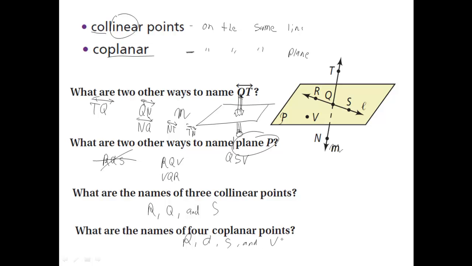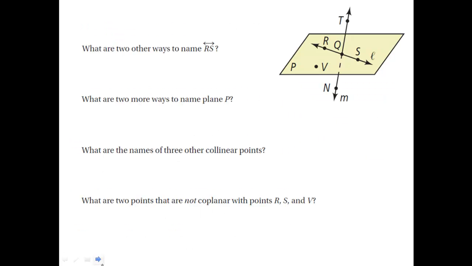Now, there are actually some other, if we look back at this question, 3 collinear points. R, Q, and S is one, but there is another line there that's not in that plane. If you look at the line that goes through here, T, Q, and N, so we're going to look at the next page, 3 other collinear points. You can say T, Q, and N.